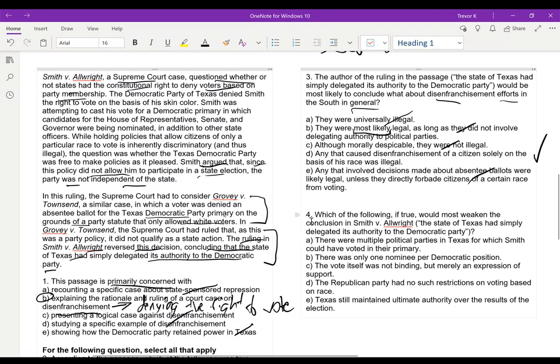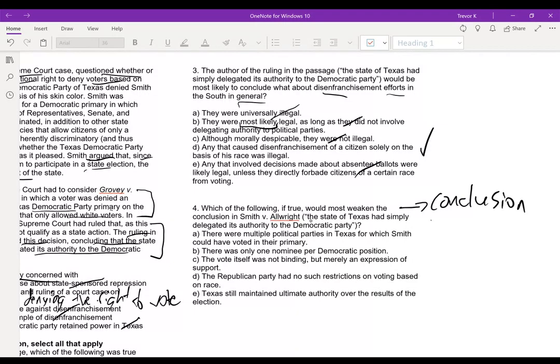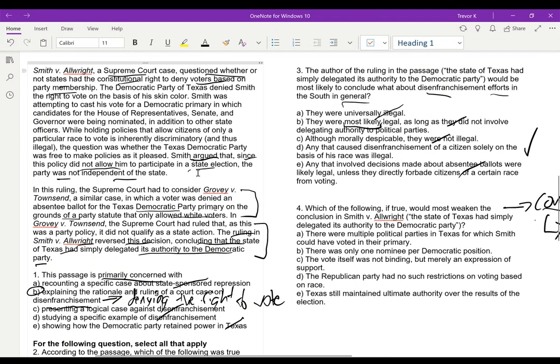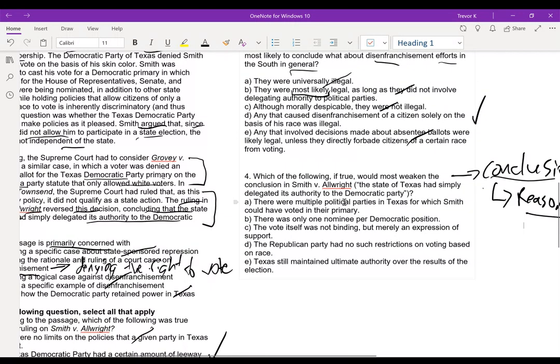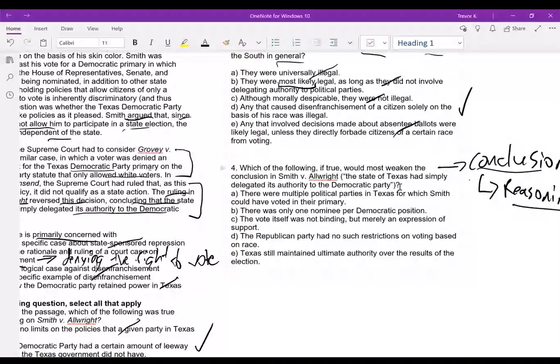So whenever we get to weaken the conclusion, we always have to think about it as an argument, which is, what's the conclusion and what's the reasoning? It's key here. What's the conclusion? What's the reasoning? And so here we've got what the conclusion is, and here we've got what the reasoning is. So, which of the following would most weaken the conclusion? Well, what would weaken that reasoning? That he had simply delegated its authority because he was not able to participate in state election.